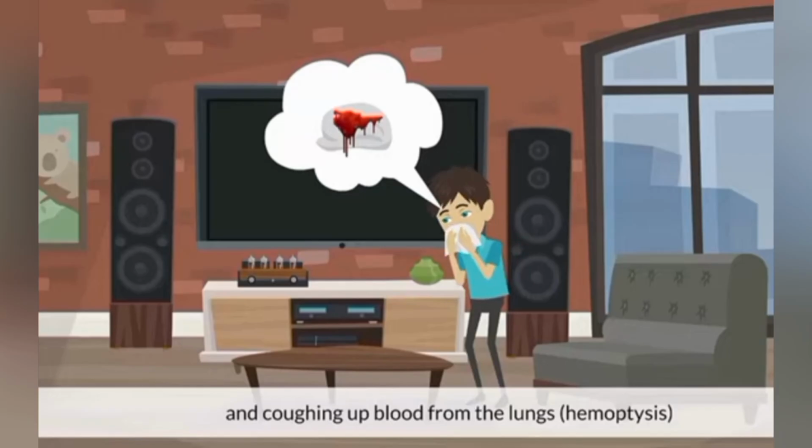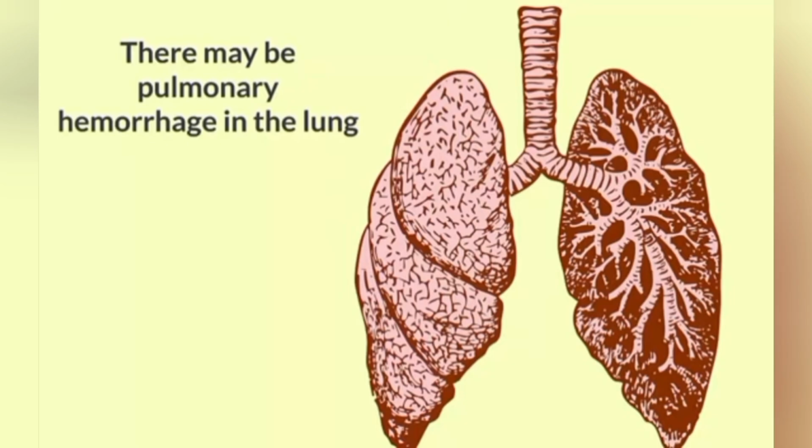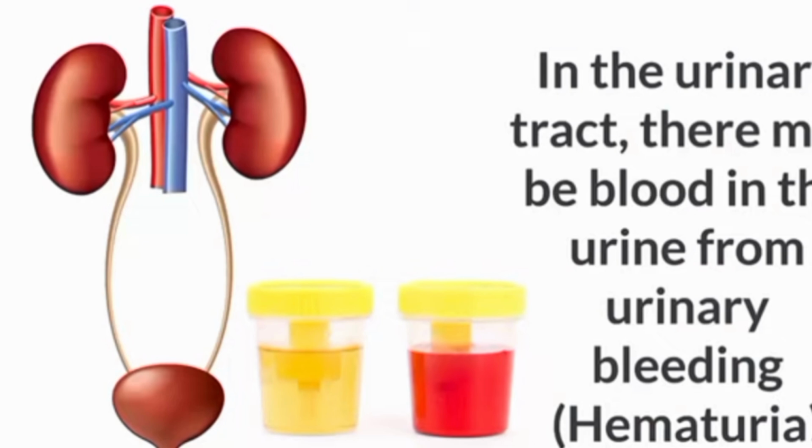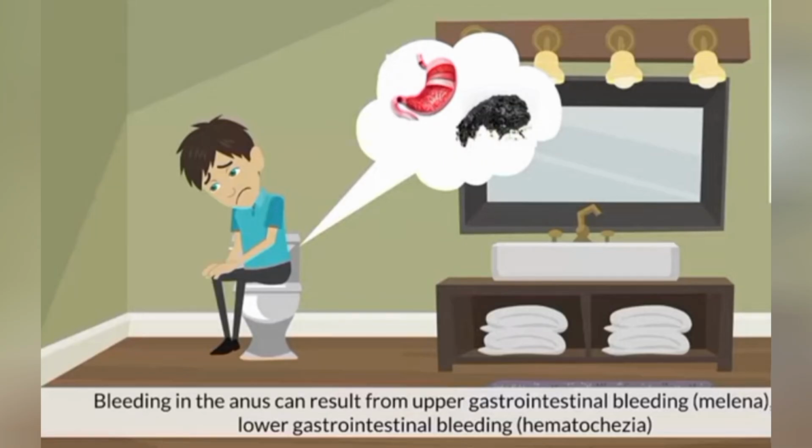Coughing up blood from the lungs is hemoptysis. There may be pulmonary hemorrhage in the lung. In the urinary tract, there may be blood in the urine from urinary bleeding, also called hematuria. Bleeding from the anus can result from upper gastrointestinal bleeding, or melena, or lower gastrointestinal bleeding, hematochezia.